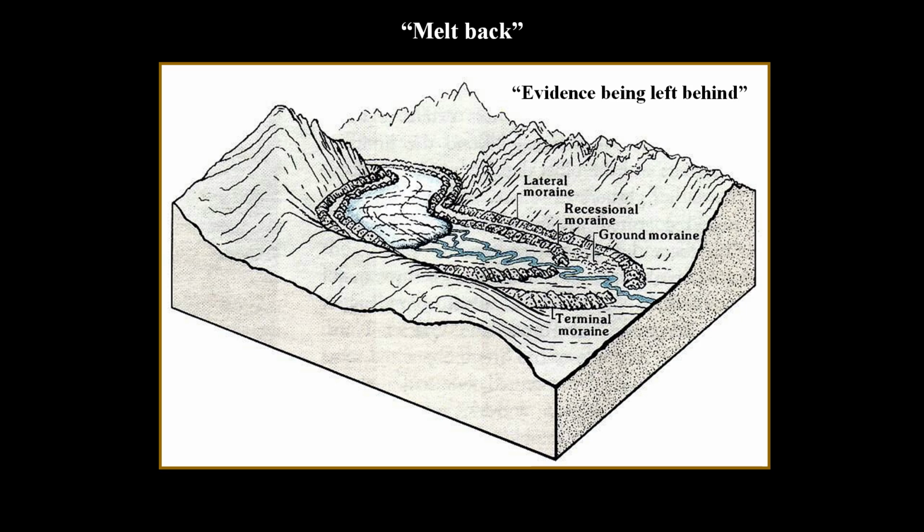You got the terminal moraine, which is in front, and then you got the lateral moraine, which is on the side, and you got what they call recessional moraine, and then ground moraine. But this right here is some of the clues that they see that there was evidence that a glacier was there at one point in time.